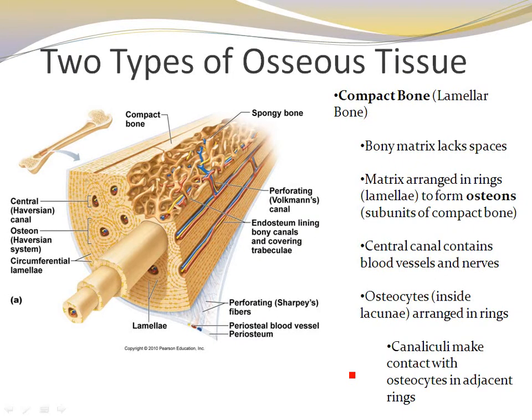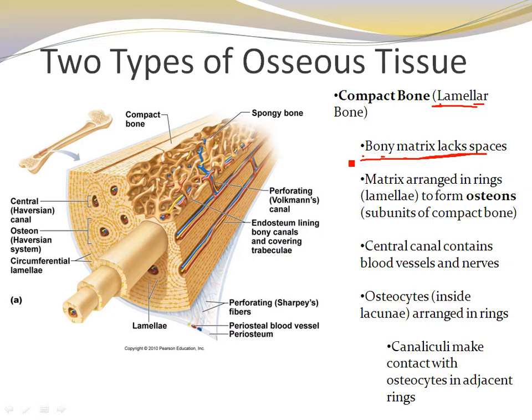Compact bone. This is the other type of bone. And like spongy bone, it has an additional name, lamellar bone, and we'll see why that is in a minute. Unlike spongy bone, where you have all those spaces between the trabeculae filled with red marrow, blood vessels, etc., in compact bone, the bony matrix lacks spaces. So it's just bone matrix, bone matrix, bone matrix, with cells arranged in there as well.